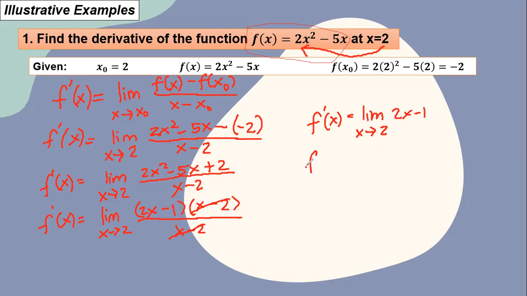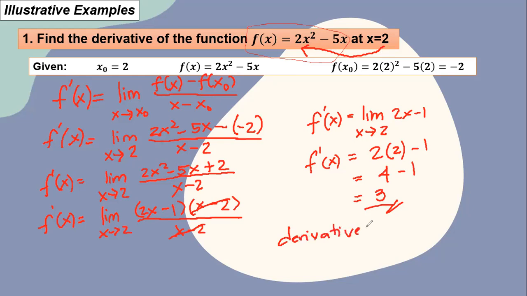So, evaluating the limit, we will just substitute yung ina-approach ni x, which is 2. So, 2 times 2 minus 1, we get 4 minus 1. Our final answer is 3. So, the derivative of our function at x is equal to 2 is 3. Okay? So, yun na pala yung derivative at x is equal to 2. Okay?